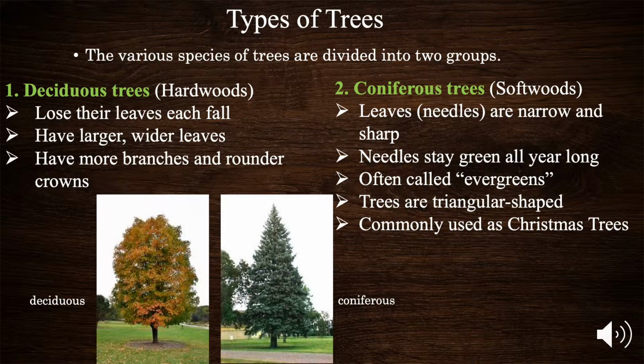Types of trees. The various species of trees are divided into two groups. Deciduous trees, hardwoods, lose their leaves each fall, have larger, wider leaves, have more branches and rounder crowns. Coniferous trees, softwoods, have leaves, or needles, that are narrow and sharp. Needles stay green all year long, so they are often called evergreens. Trees are triangular shaped, commonly used as Christmas trees.